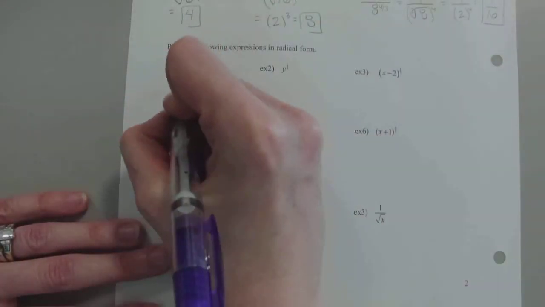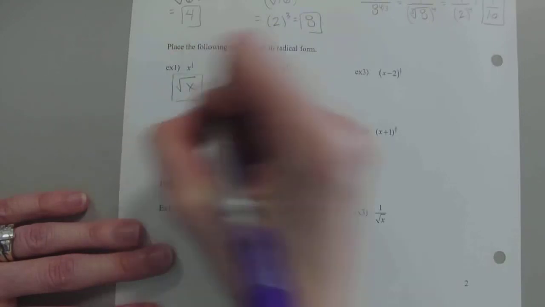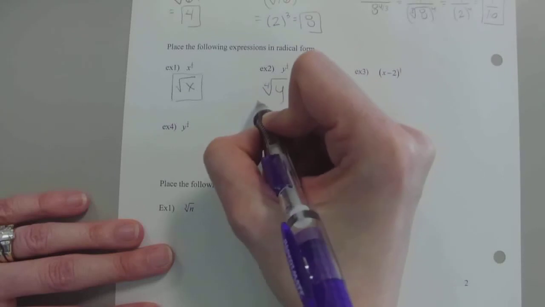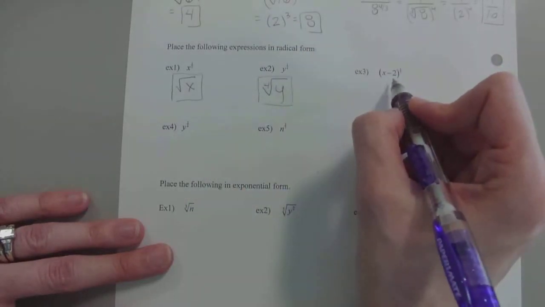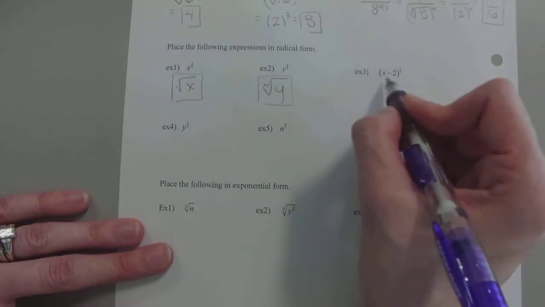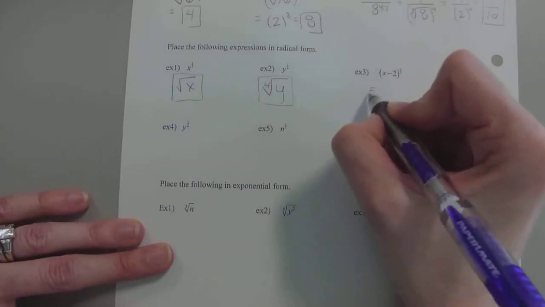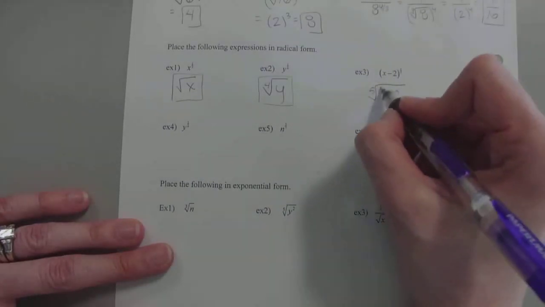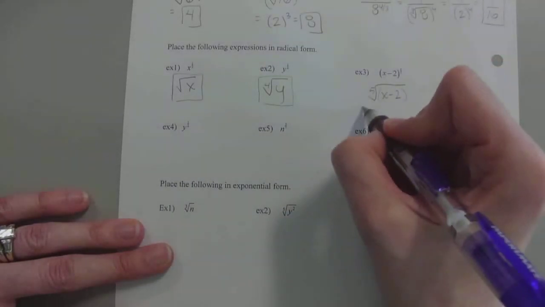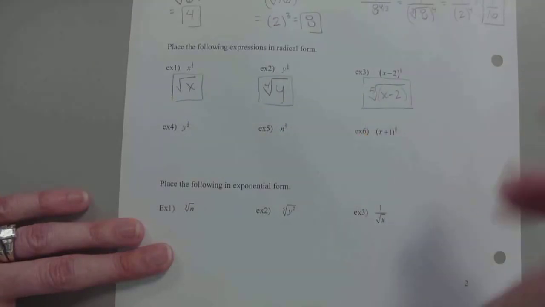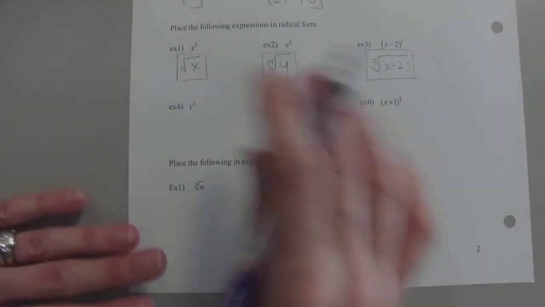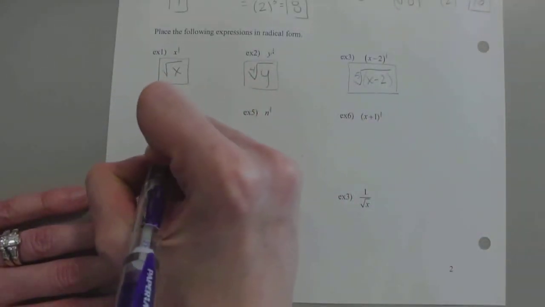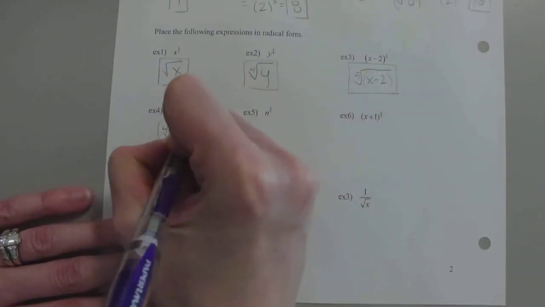So this is going to be what kind of root for example 1? Not x squared, the square root of x. You're done. What's example 2? 4th root of y. You're done. Now this is a little different, but all it means is to keep x and -2 together. So it's just going to be the 5th root of x minus 2. And if you want parentheses around it, you can. It doesn't matter. As long as the whole thing's under the root, you don't really need them.